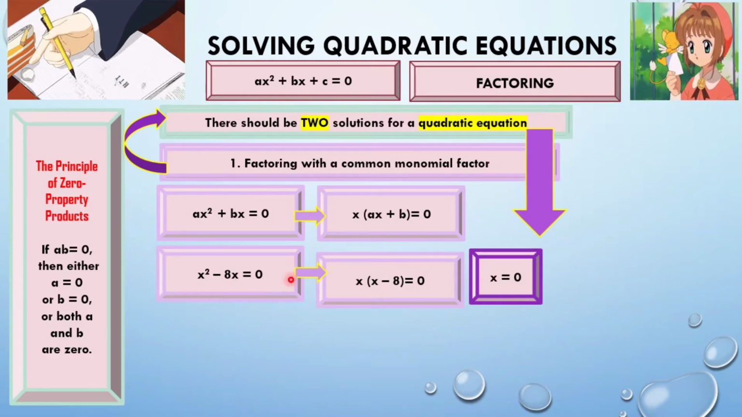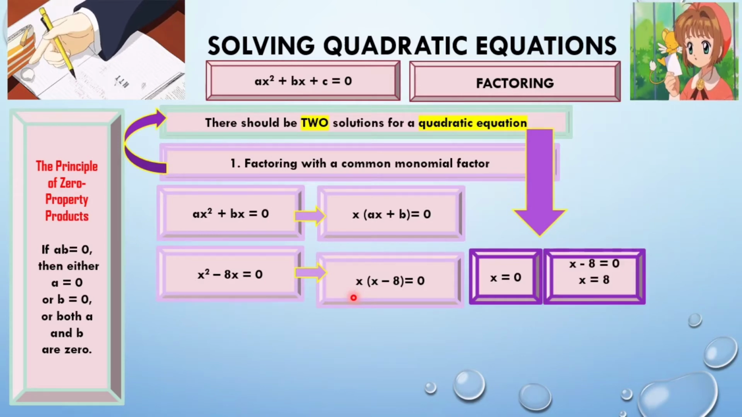Okay, so let us equate the factors to 0. So equate x here to 0. So that's already one of the roots, or one factor, or one solution. That's x is equal to 0. And equate x minus 8 to 0, which will give you x is equal to 8.